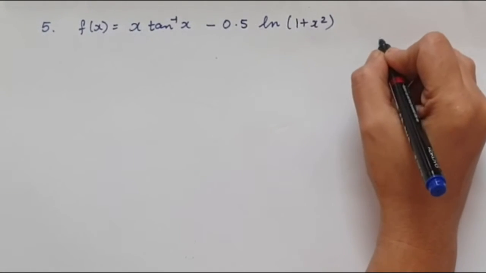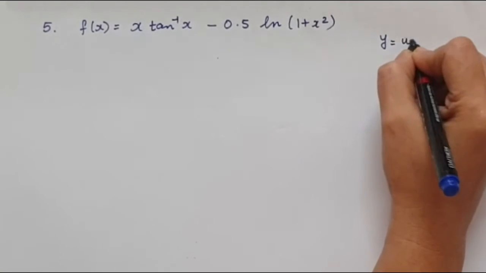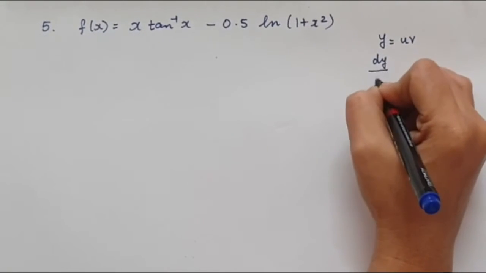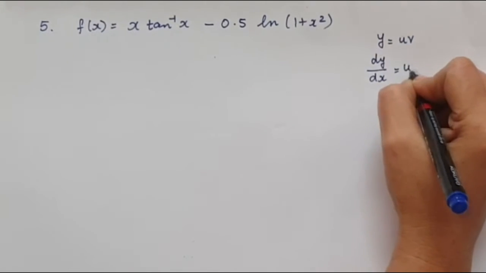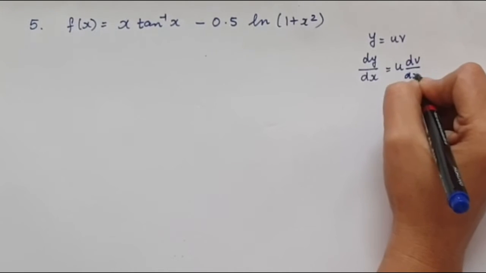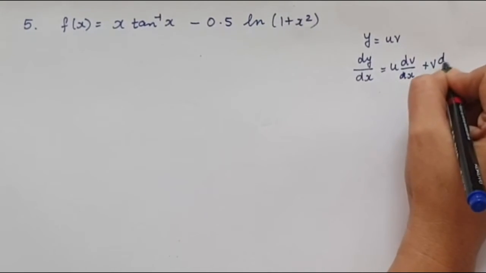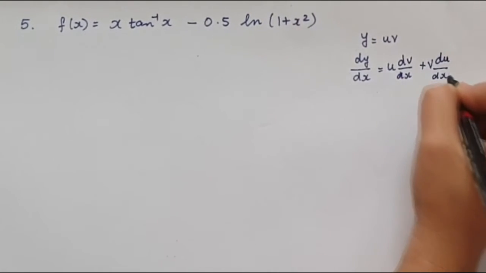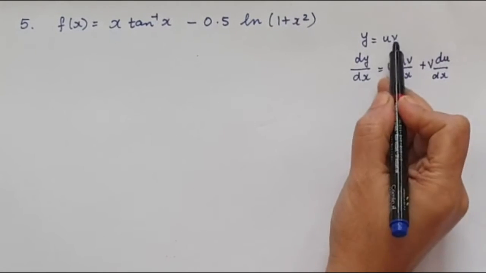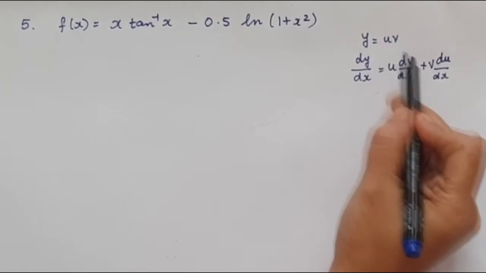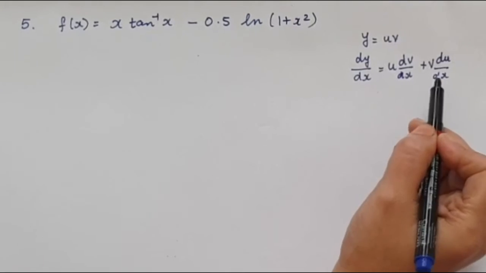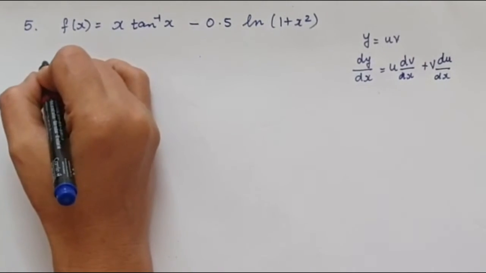The product rule is, suppose if y equal to uv, then dy by dx will be equal to u into dv over dx plus v into du over dx. That is, we keep the first expression, differentiate the second. Then keep the second and differentiate the first. The same thing we'll apply over here.